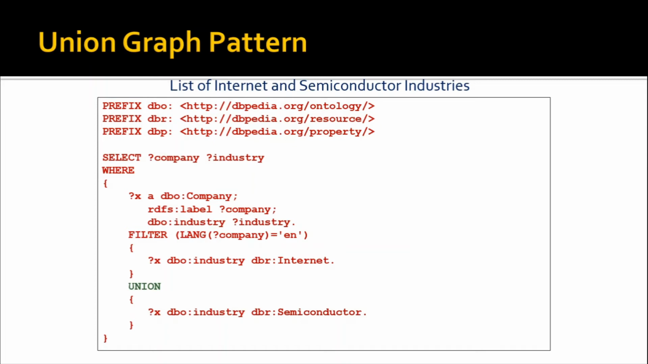Hello everyone. So we are in part 2 of the SPARQL unit. In the last lecture, we started talking about different constructs that are useful to write different queries to get answers from the RDF dataset, right?